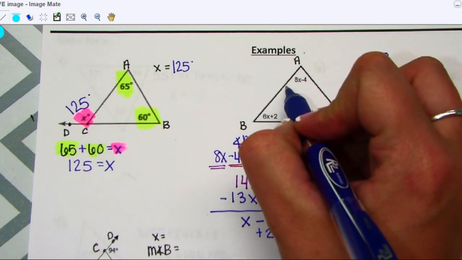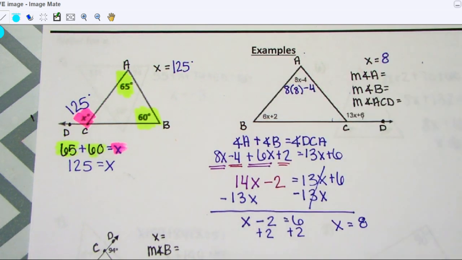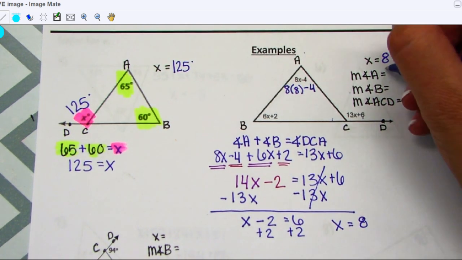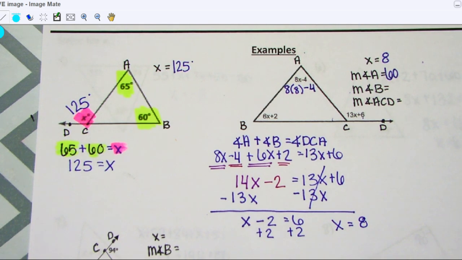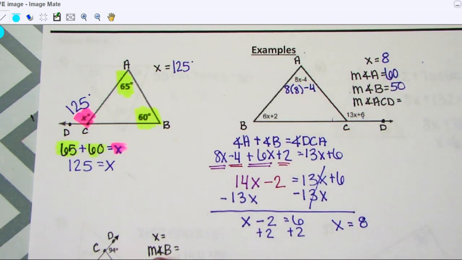So I have 8 times 8 minus 4. So what is the measure of A? 60. Good. What about B? What should we get for B's value? 50. Yeah, we should get 50. What about angle ACD? Notice we called it something different, but it's the same angle as before. DCA, ACD, same thing. 110.